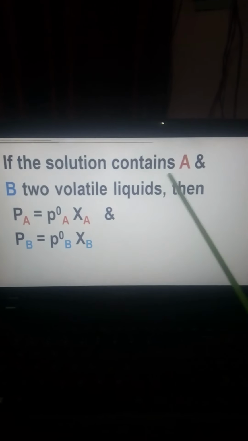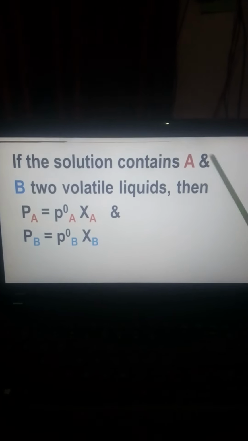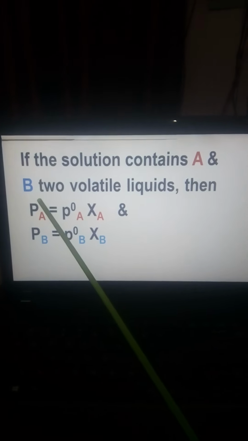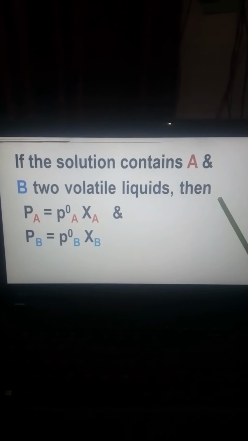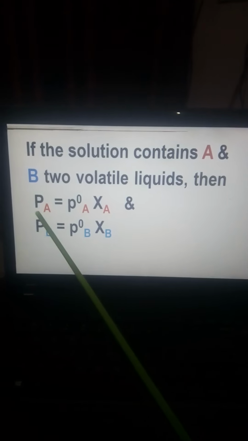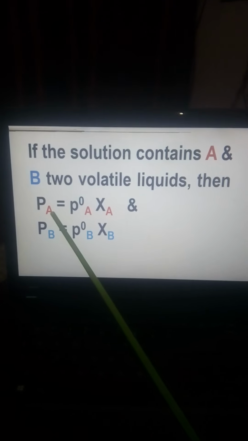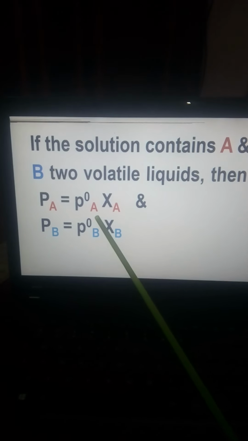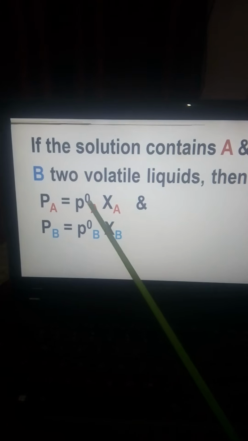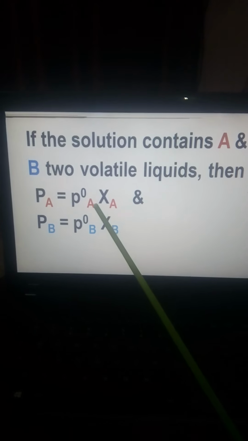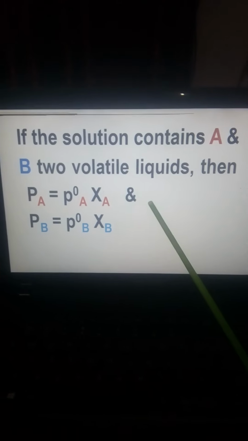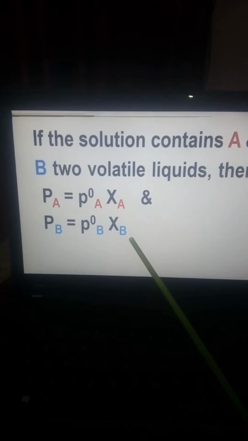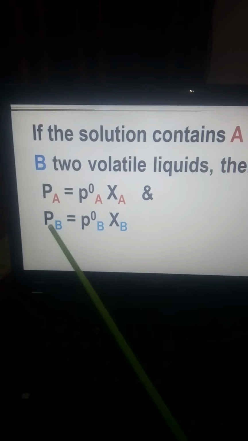If the solution contains A and B, two volatile liquids, component A and component B, here we consider component A as the solvent and component B as the solute, both volatile. In that case, PA, the partial vapor pressure of component A in the solution, is equal to P naught A, the vapor pressure of component A in its pure state, times XA, the mole fraction of A in the solution. Similarly, PB will be P naught B times XB. That means PB is the partial vapor pressure of component B over the solution.